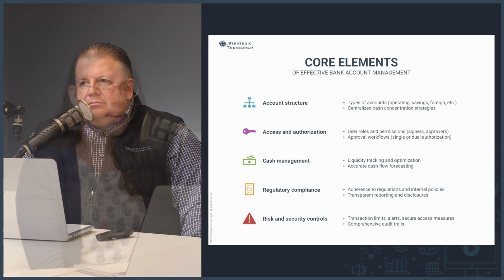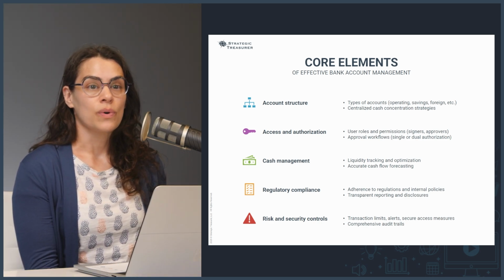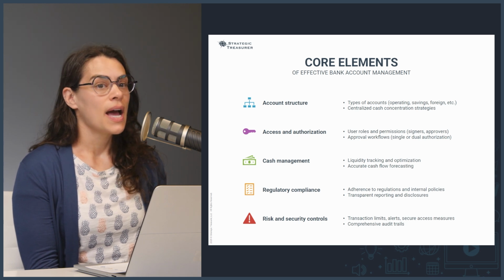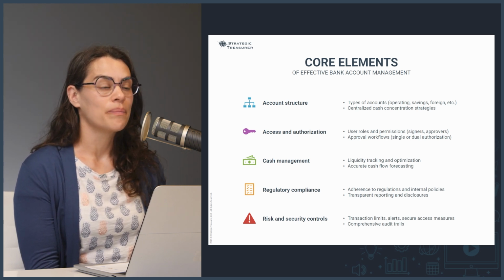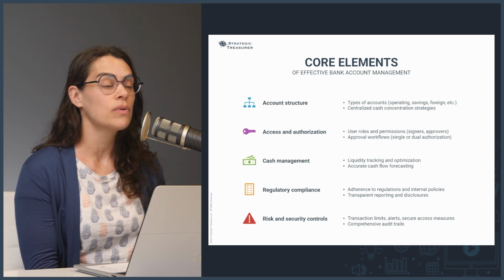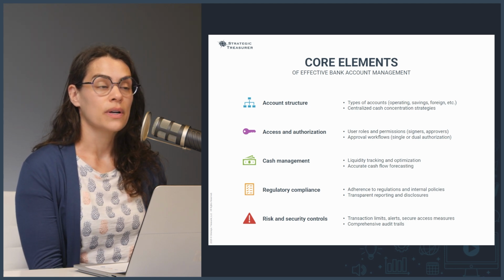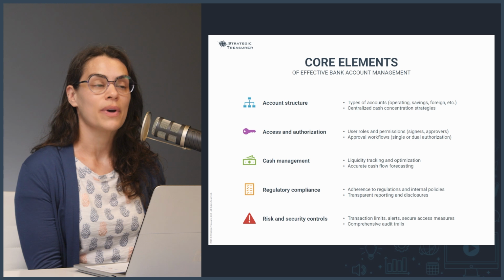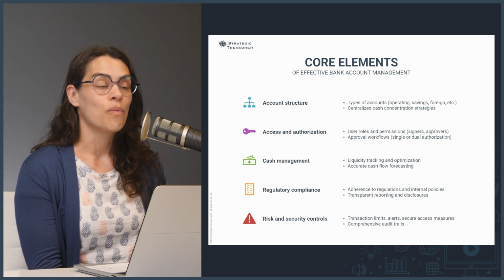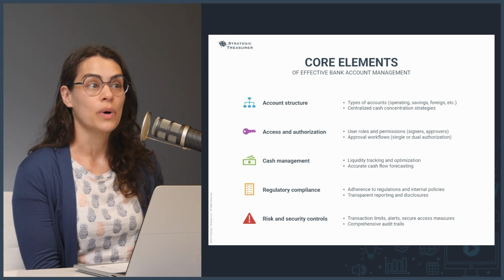Perfect. And the next part of that core elements would be access and authorization. So assigning user roles and permissions appropriately and having a constant review of the user roles, making sure we've got policies in place to remove users as they take on new roles or potentially leave for another organization or retire. And do we have 4 eyes policies in place for moving money? And then what are those approval workflows? Are they working through your bank account portal? Do you have a treasury management system? What are the dollar amounts that need to have a single or a dual authorization on them or even more?